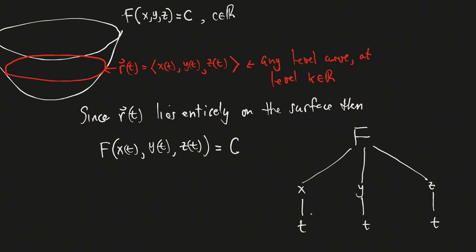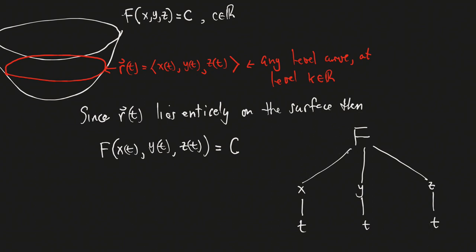So the chain rule gives me a way of writing down what the derivative of this function, big F, which is our surface, is with respect to t. And again, it depends on all these different partial derivatives that we can label our tree. So let's go ahead and again decorate our tree.